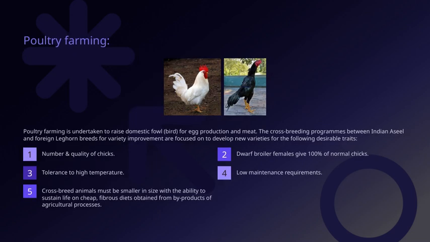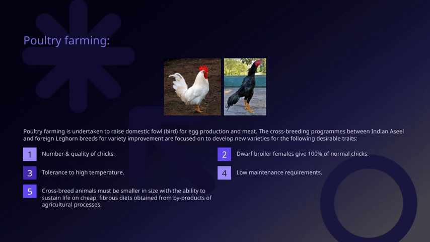Poultry farming involves raising domestic fowl, primarily for egg production and meat. It's a vital part of our agricultural practices, providing nutritious food and supporting livelihoods. One interesting aspect we focus on is crossbreeding programs, especially between Indian Asil and foreign Leghorn breeds. The goal here is to develop new varieties with specific desirable traits.